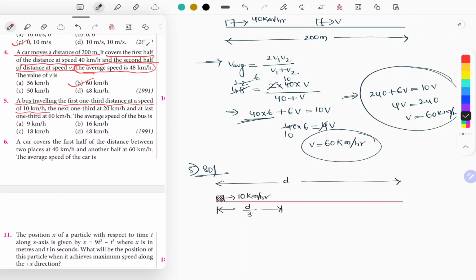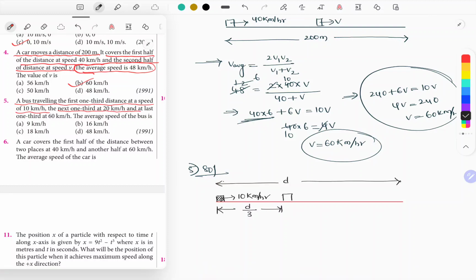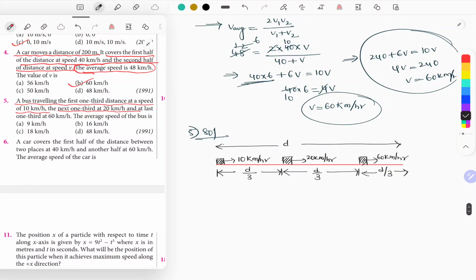Okay, next 1/3 at 20 km per hour. So it is traveling d by 3rd. Next 1/3 in the sense again d by 3 distance. Last 1/3, they've already given that. Last 1/3 is at 60 km per hour. So this is going to be the remaining 1/3 distance. Hope you understood the representation.